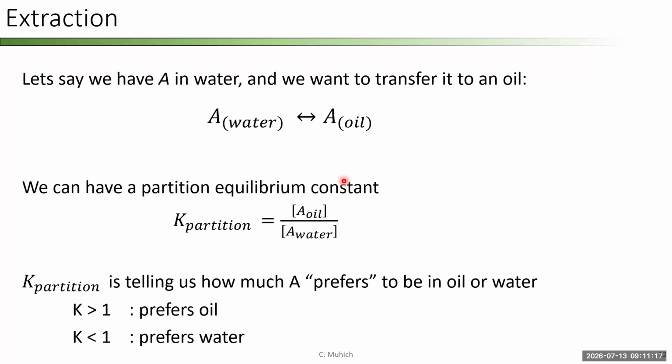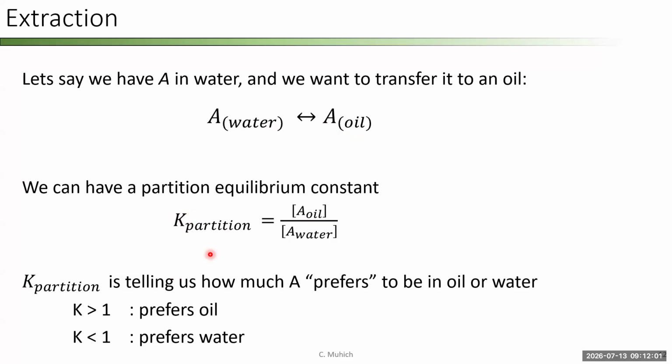Let's take an example in terms of extraction now. Let's say we have the compound A, which is sitting in water, and we want to transfer it to an oil. So I have something in water, I expose it to oil. This compound A is going to partition or move between the water and the oil phases. We can have this partition equilibrium constant, K, and because we've written our equation this way, water going to oil, it is the ratio of products over reactants.